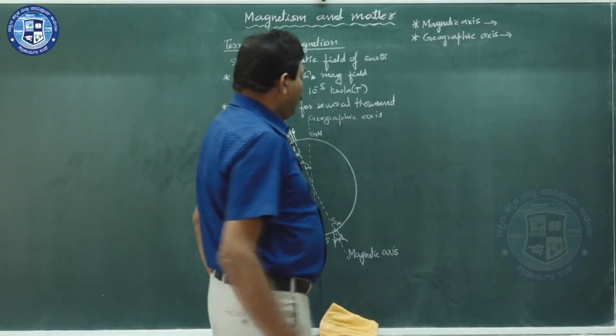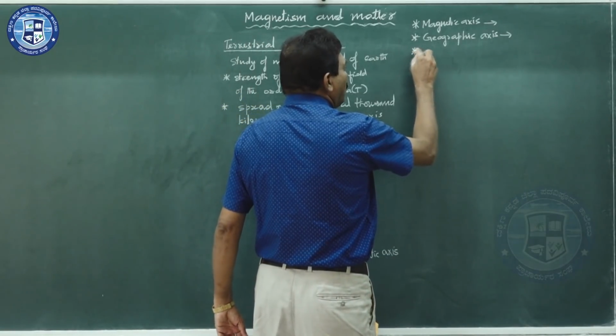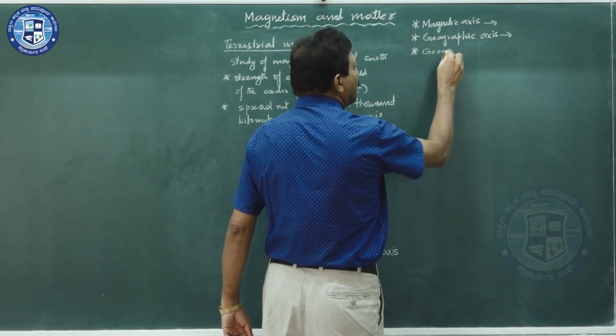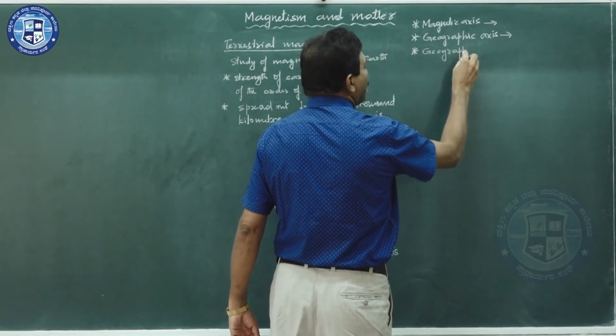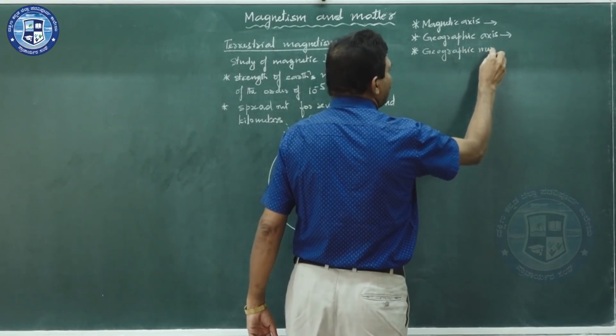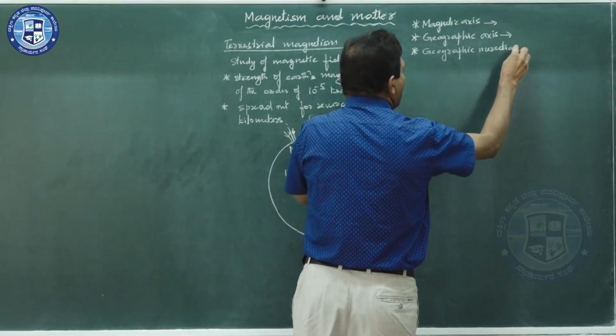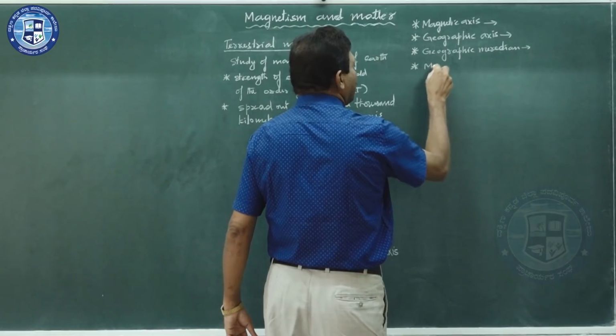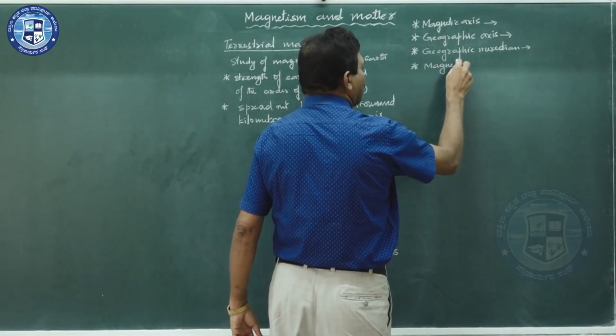Now, we have two more terms here. One is called geographic meridian. What is geographic meridian? Next one is magnetic meridian.